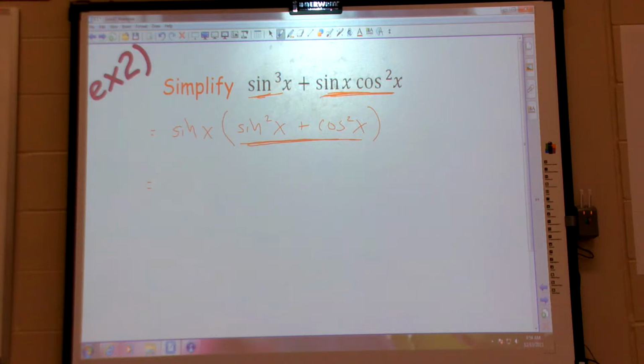This equals 1. And you have to show that you made that substitution. So there's another strategy there. Make a substitution. Which just equals sine x.